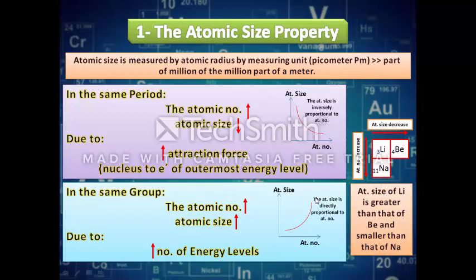For example, the atomic size of lithium Li3 is greater than that of beryllium Be4 and smaller than that of sodium Na11. Can you explain? The atomic size increases as the number of energy levels increases. The atomic size decreases, which means the attraction force increases.